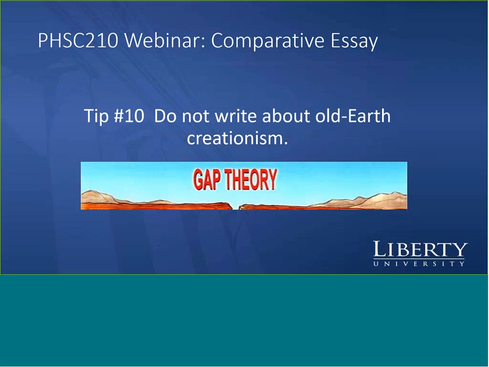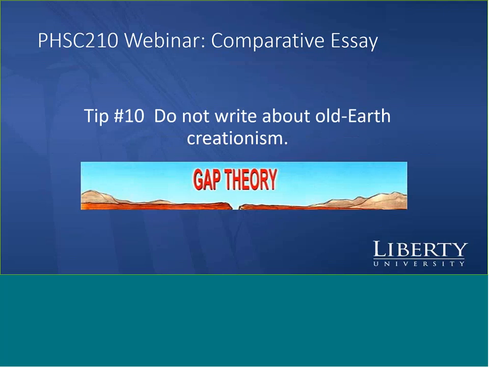And finally, number 10, do not write about old earth creationism. Old earth creationism is really a combination of the old earth view and the young earth view, and incorporates both. It's rejected by both sides, but there are many attempts to explain the Bible and the old earth view in one theory. The gap theory would be an example. But for this paper, do not write about old earth creationism. That's a different view entirely.